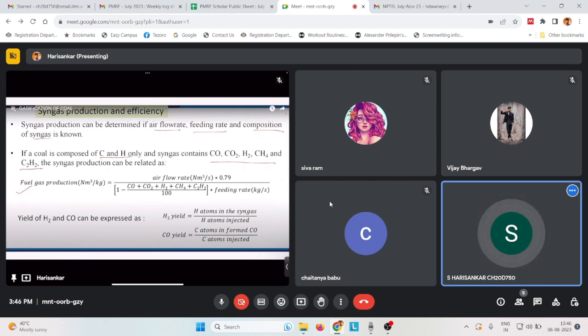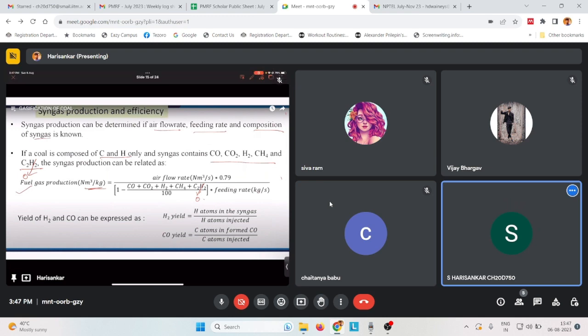If that is the case, then we can find the fuel gas production in the unit Nm³ per kilogram using this formula. So let's say there is no ethane in this system, so the ethane is zero. That means the ethane term in this formula will also become zero.